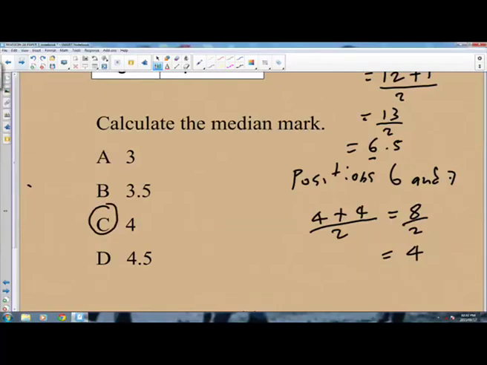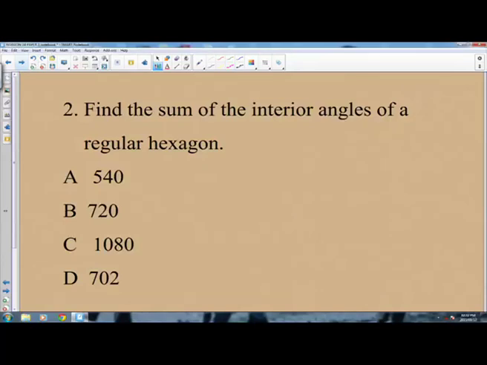And then the next revision question says, find the sum of the interior angles of a regular hexagon. So one, you need to know what a hexagon is. A hexagon is a shape with 6 sides.